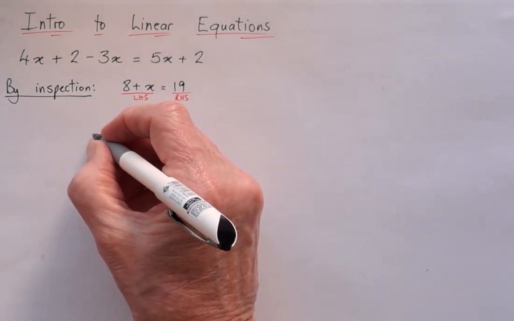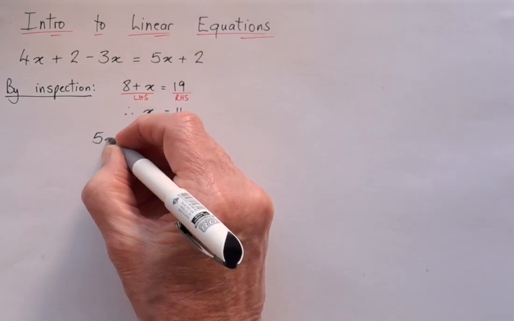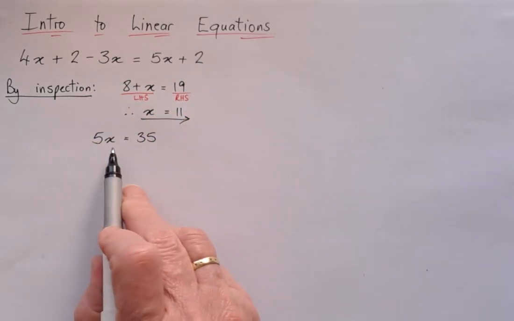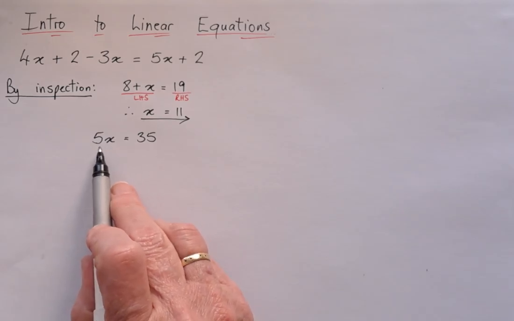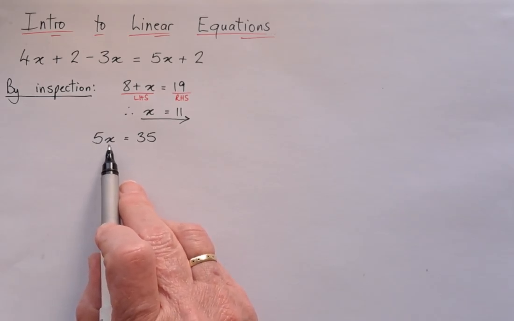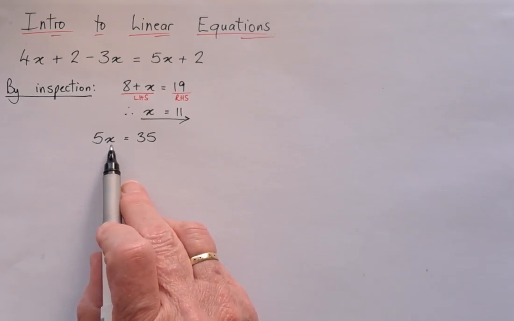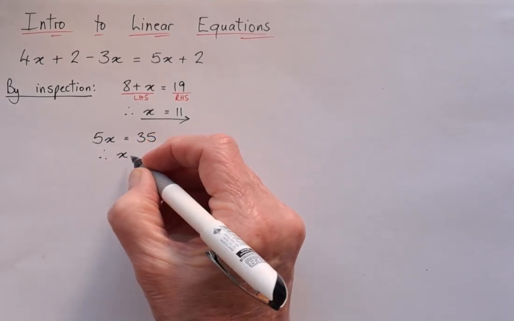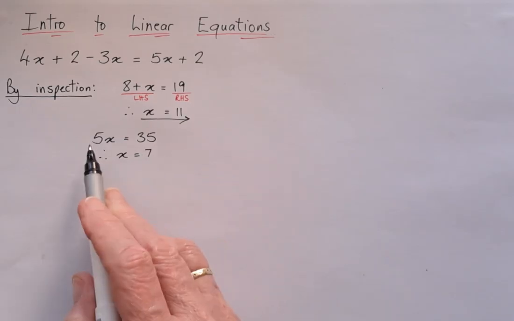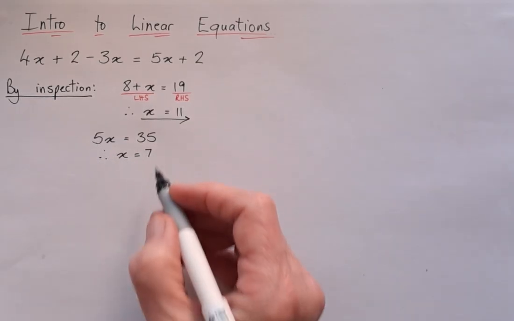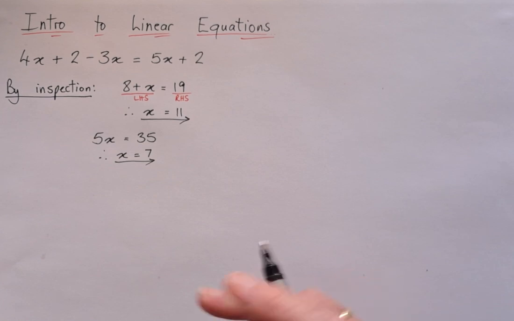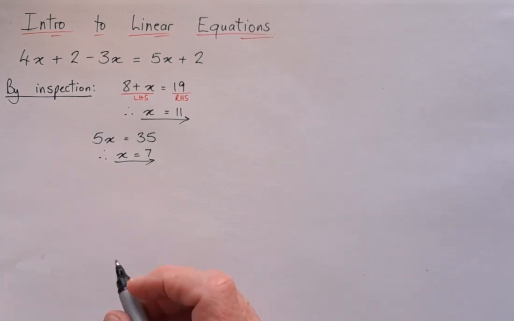Let's look at a situation like this. If we had 5x equals 35. So remembering that 5x means 5 times x, what value of x would make it true so that 5 times something could give me 35? We know our tables, so we know that 5 times 7 would give us 35, and immediately we've been able to find the value of x in our head by inspection.